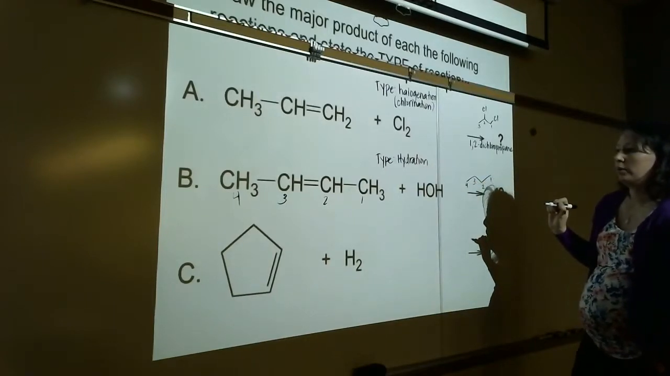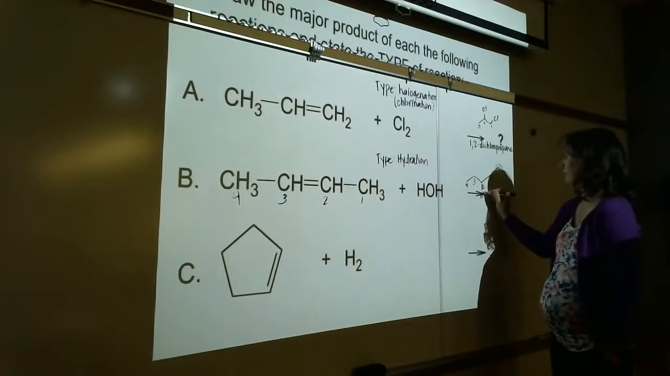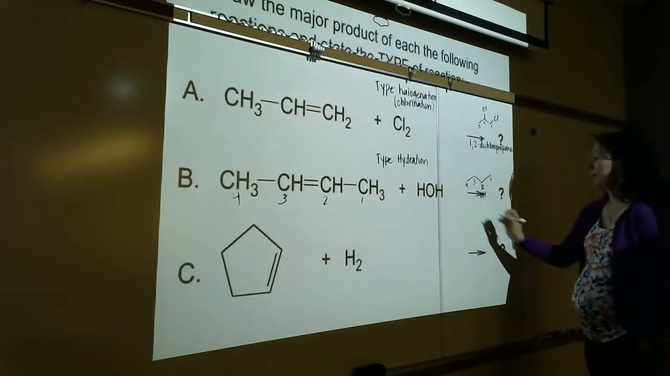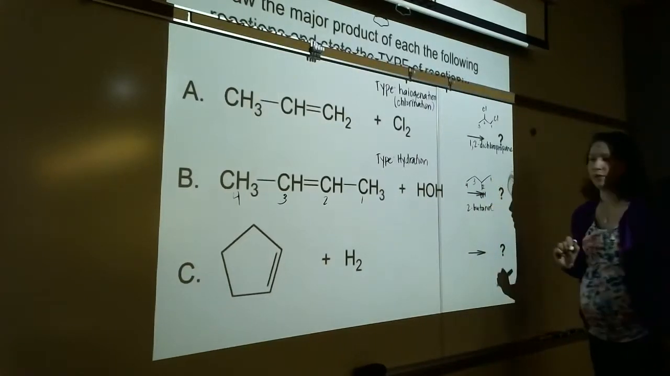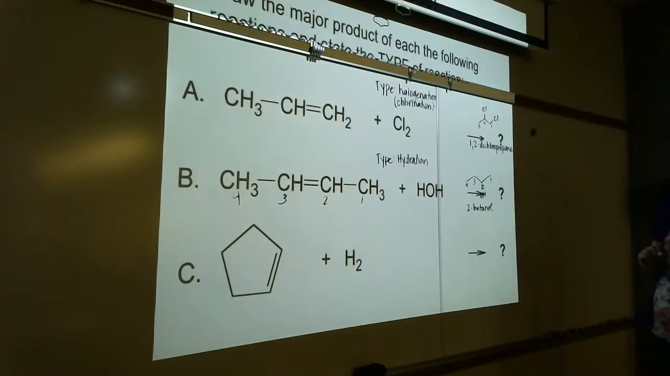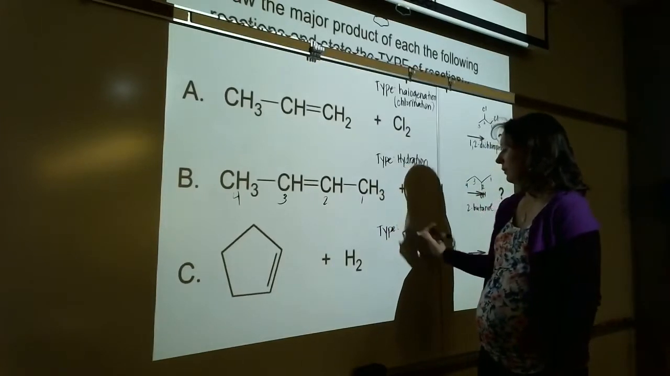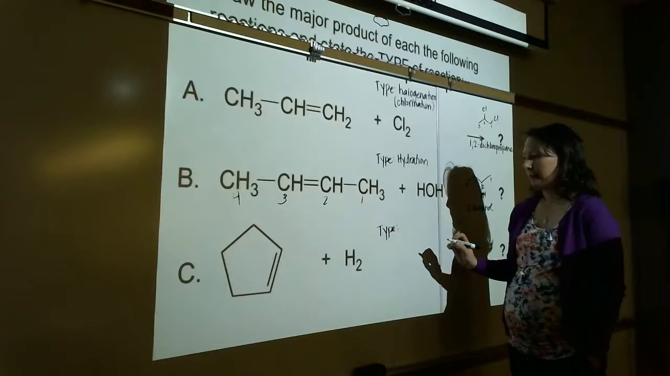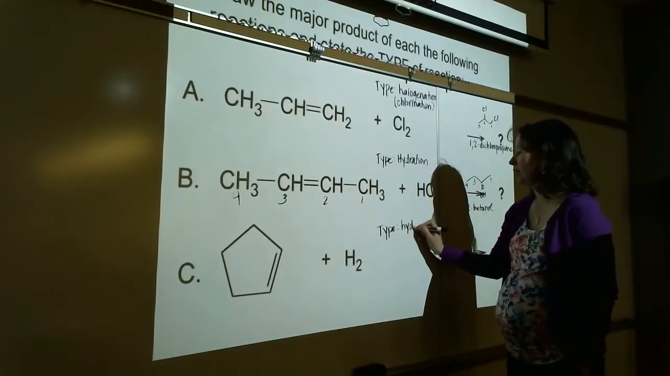It's going to go on carbon number 2 regardless, right? The name of that is 2-butanol, just as a preview of things to come. Okay, what's the type of reaction C? Hydrogenation. All right, this is hydrogenation.